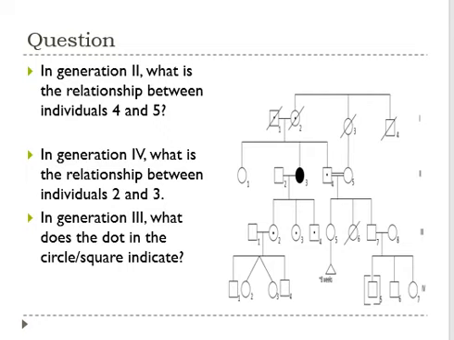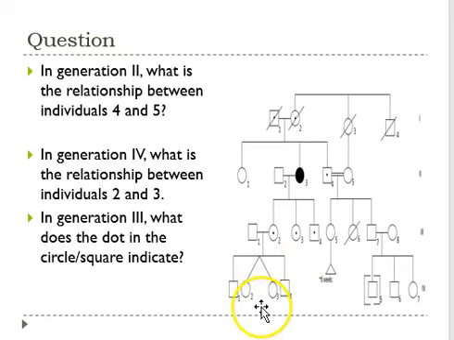So, in generation 2, what is the relationship between 4 and 5? They are first cousins. Her mother and his mother are sisters. In generation 4, what is the relationship between individuals 2 and 3? These individuals are twins. They are fraternal twins. There's no line in the middle.